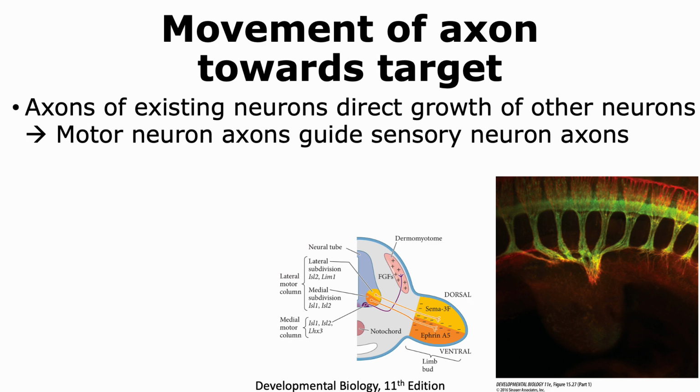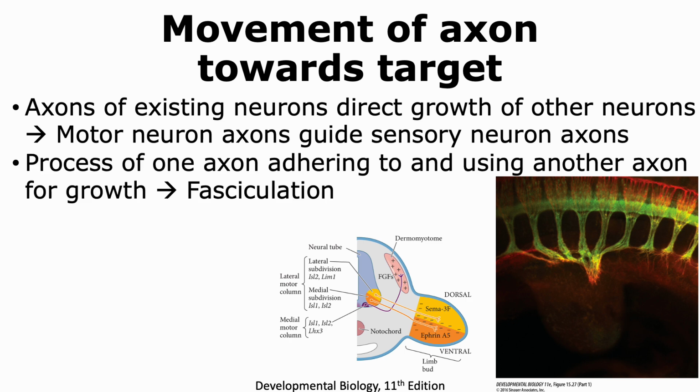Now, the axons of existing neurons can direct the growth of other neurons. This has been shown in the case of sensory neurons. Now, the sensory neuron axons actually rely on the motor neuron axons for guidance. So, the process where one axon adheres to and uses another axon for growth is called fasciculation. And this is what we observe in the case of sensory neurons. So, sensory neurons use motor neuron axons and hence they fasciculate.